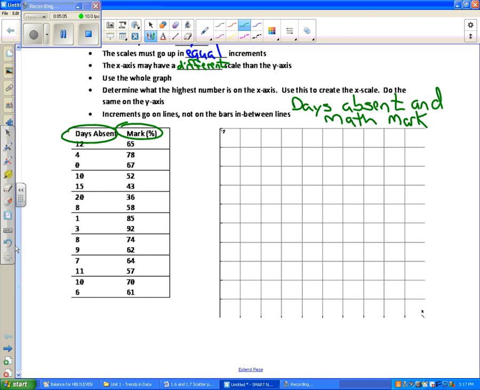The next thing I do is I need to pick a scale. I need to find what's going to be a good scale. I need to determine what's going to go on the bottom, what's going to go on the top. On this one, I want the days absent on the bottom. And I want to try to pick a scale.